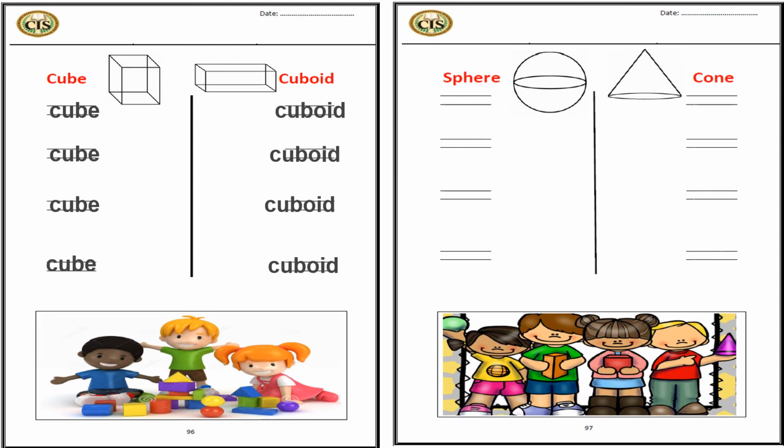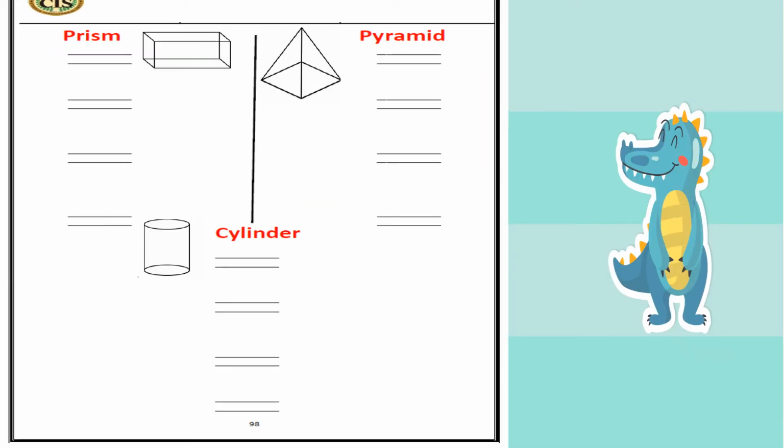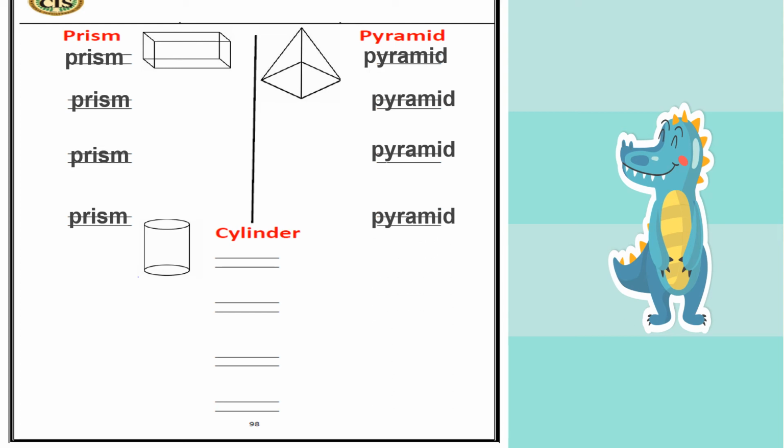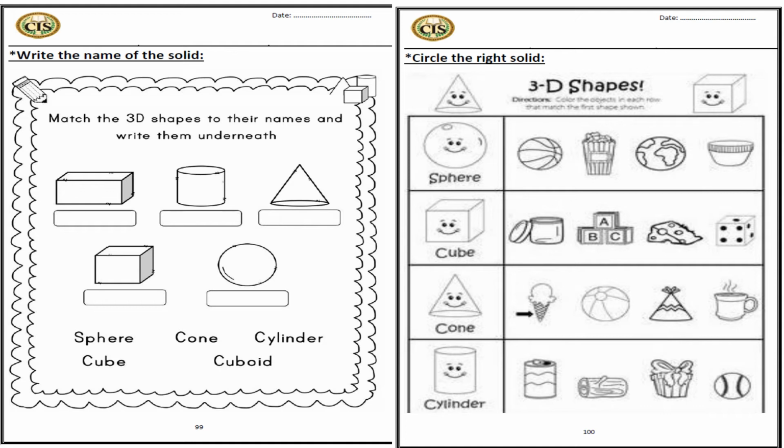And then how to write sphere? S-P-H-E-R-E. The last 3D shape, cone. How to write cone? C-O-N-E. How to write the word prism? P-R-I-S-M. And the word pyramid? P-Y-R-A-M-I-D. And cylinder? C-Y-L-I-N-D-E-R. Match the shape to their names and write them underneath.